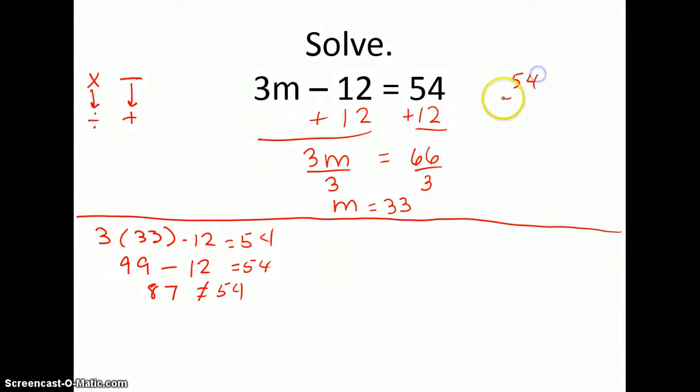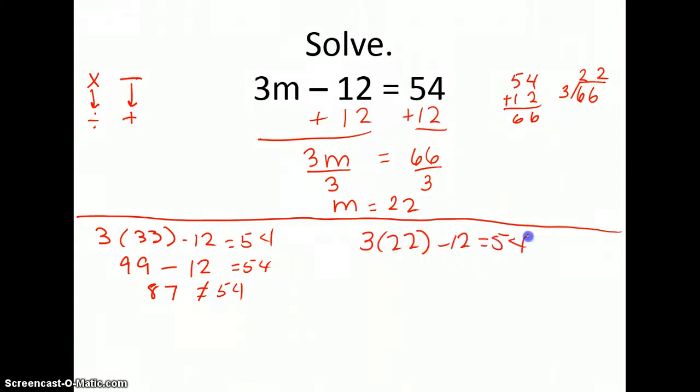So 54 plus 12 gives me 66, so that's good. And 66 divided by 3, oh, that's where I made my mistake. 66 divided by 3 is actually 22. Let's check now. 3 times 22 minus 12 equals 54. 3 times 22 is 66. Minus 12, that does equal 54, so now I know m equals 22 is correct.